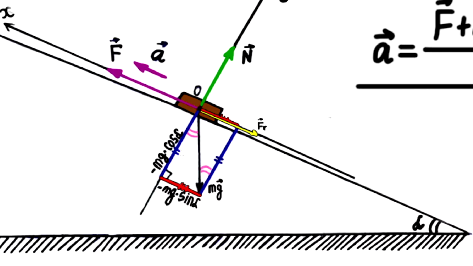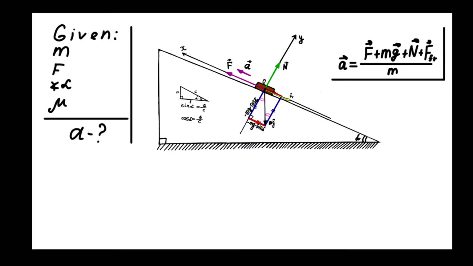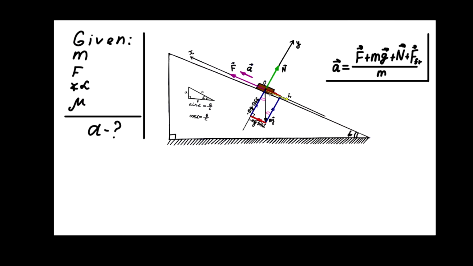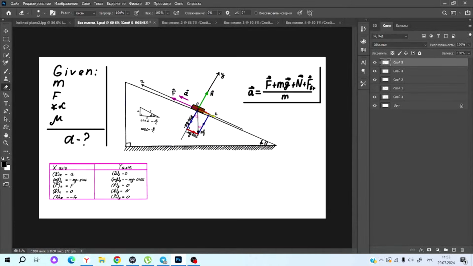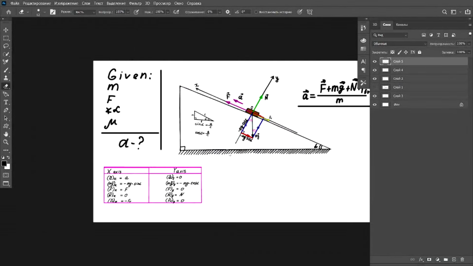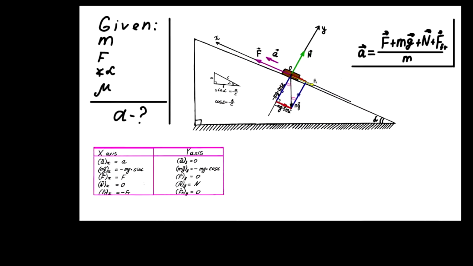I hope you know what sine and cosine are, just in case I'll draw a right angle triangle. I will also make a table with vector projections on the selected axes. Look at it, you should understand everything that is written here.